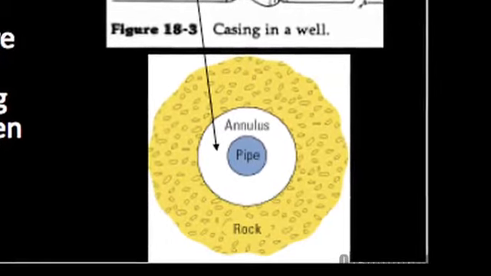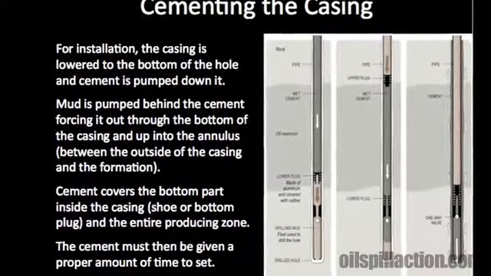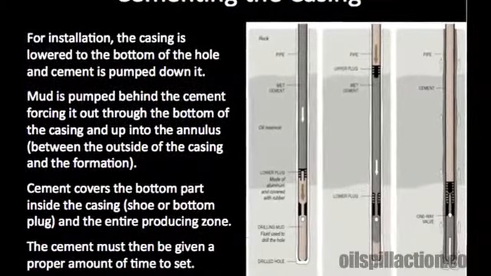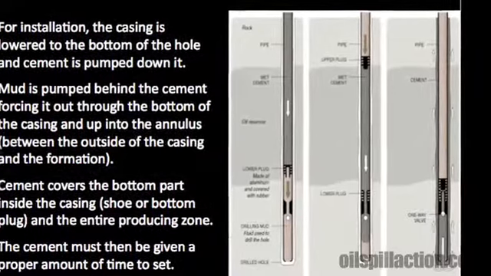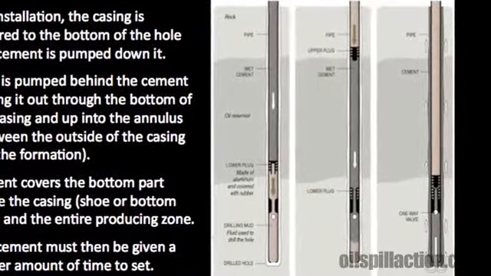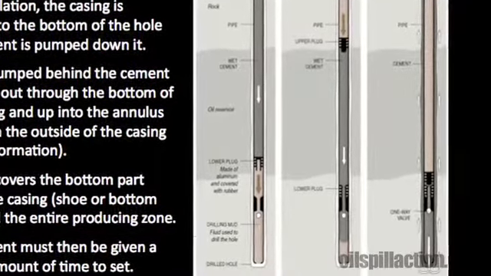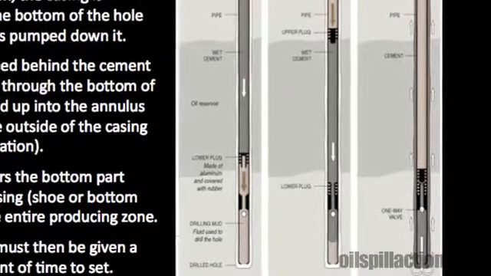The next step is cementing of the well. That's the next slide. After the casing is lowered to the bottom of the hole, the cement is pumped down into the casing, and then mud is placed on top of the cement to force the cement down through the bottom of the hole and up into that annulus we were talking about earlier. And you can see a diagram of this on your screen at this time. Cement covers the bottom part inside of the casing, and it protects the producing zone from entering into the annulus.